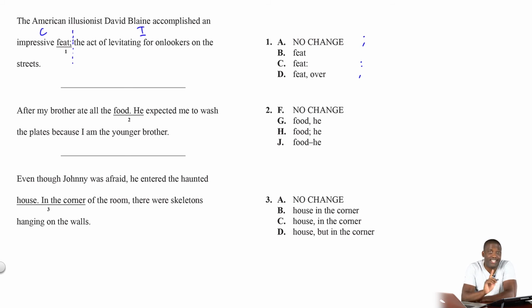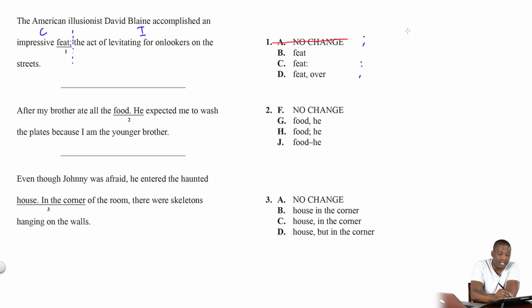So here's my question. Can a semicolon separate a complete and an incomplete? A semicolon can only separate 2 complete ideas. These are not 2 complete ideas, so it's not going to be A. So if I have a complete and an incomplete, what do you think the answer is? Now I'll give you a second to answer it.